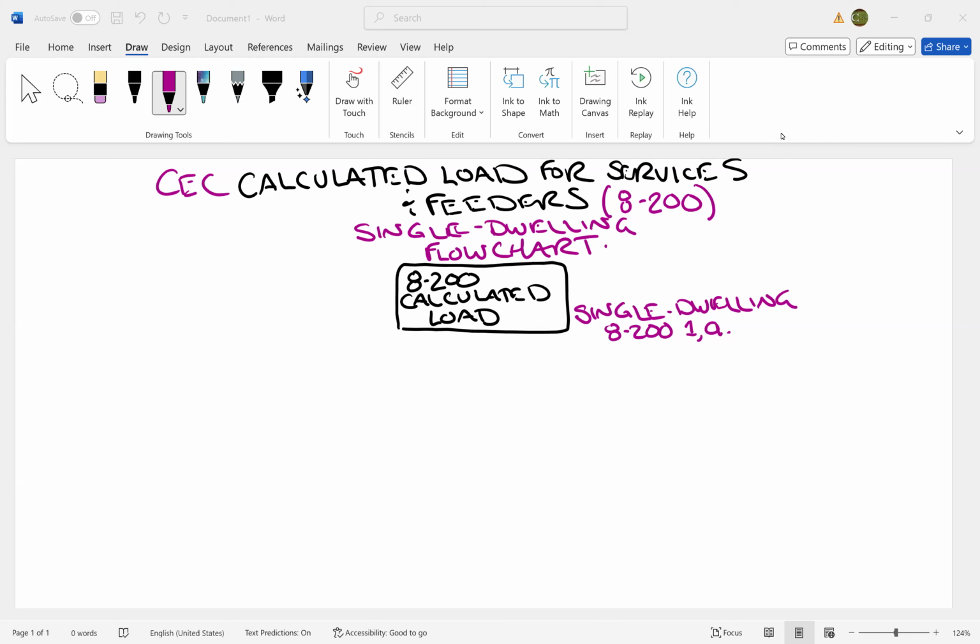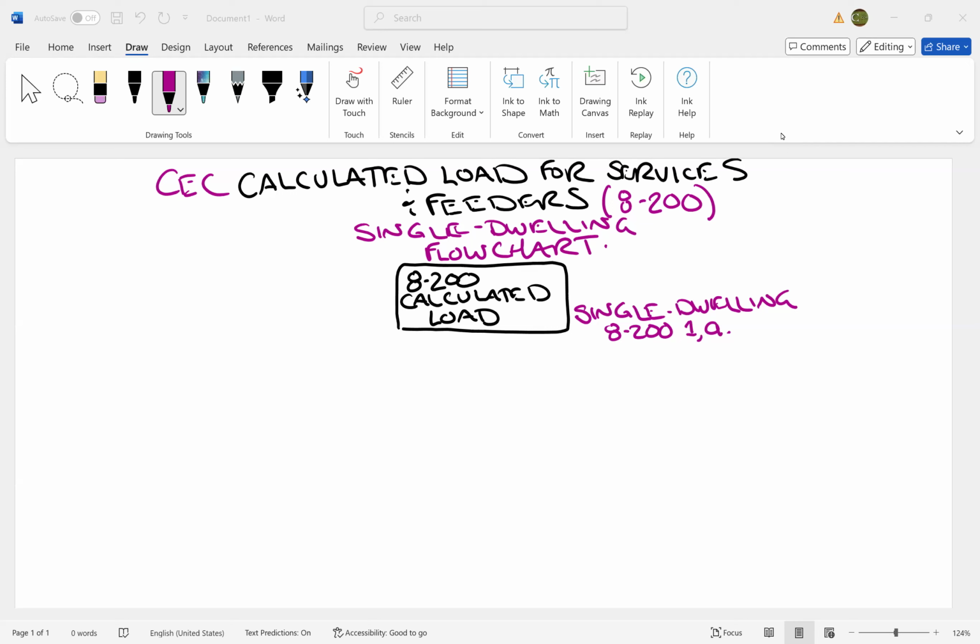Because it's a non-continuous load per 8, 104, notes 5 and 6. So I'm just going to put non-continuous. That's why. And if you want to learn more about that, it's in Section 8, Rule 104, that describes that non-continuous load, notes 5 and 6. Okay, so beautiful flowchart we have here.